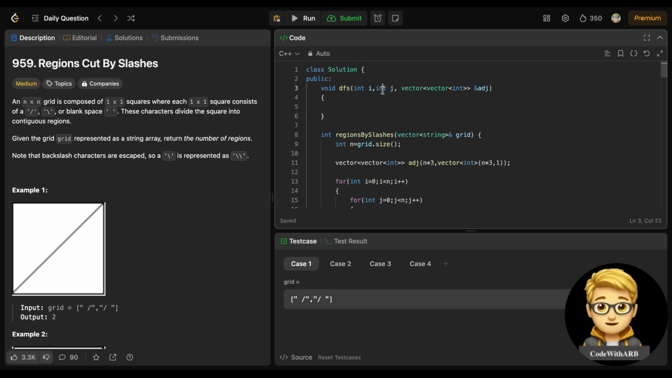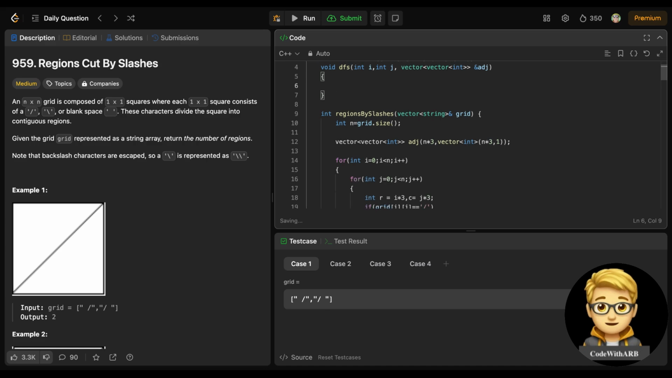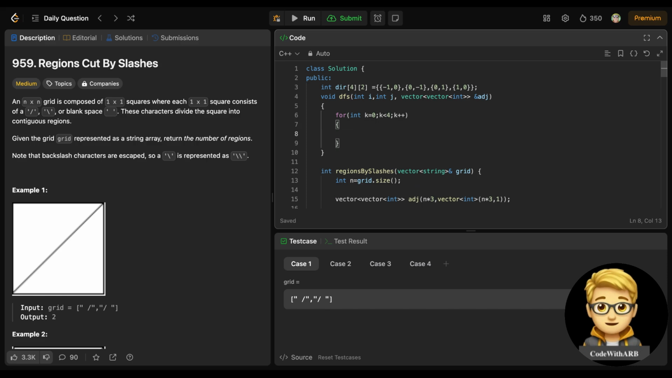So this is the starting point. We will make a direction array of 4 by 2: -1 comma 0, 0 comma -1, 0 comma 1, and 1 comma 0, right? This is a four direction array. We will start iterating in all four directions, representing top, left, right, and bottom, right?